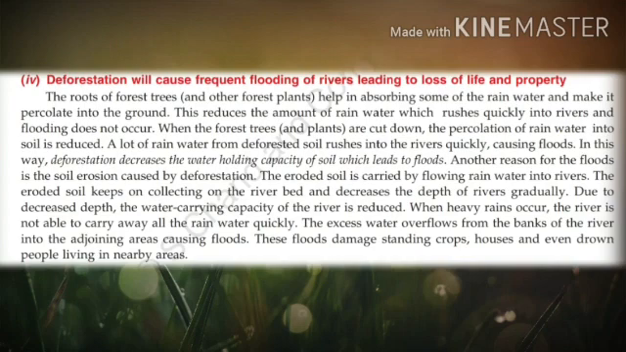Then what will happen? When heavy rain occurs, the river is not able to carry away all the rainwater quickly. It will not be able to carry it away. Understand? This excess water overflows from the banks of the river into the adjoining areas, causing floods. Okay? Understood or not? These floods damage standing crops, houses, and even drown people living in nearby areas.